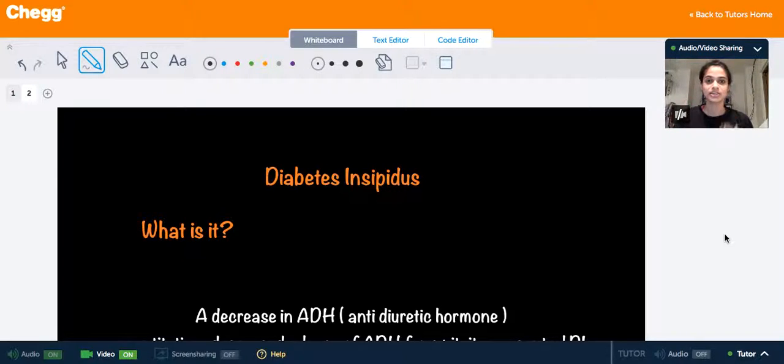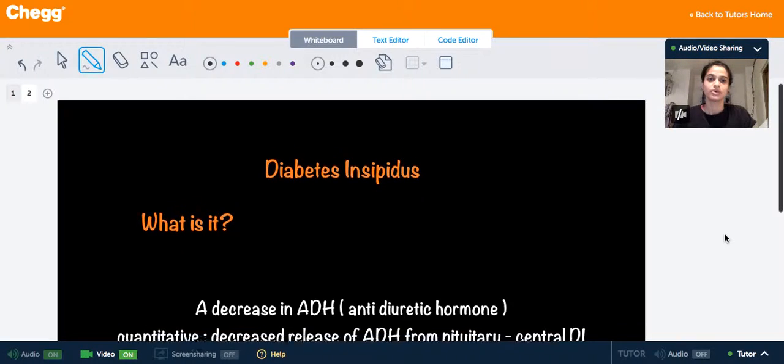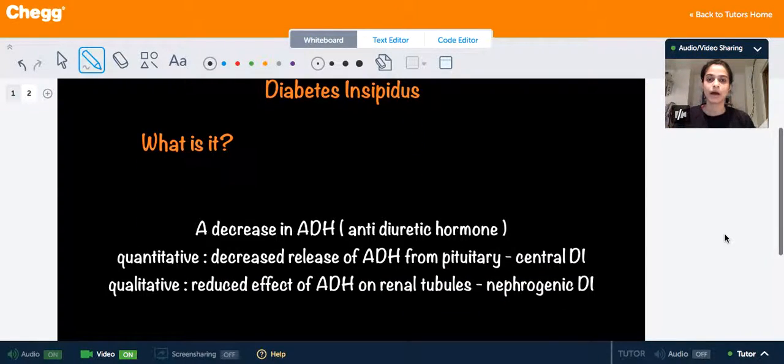It is a condition in which you have either a reduced amount of ADH, which stands for antidiuretic hormone, or a reduced effect of ADH on the kidneys. When you have a reduced amount of antidiuretic hormone released by the pituitary, that is called central diabetes insipidus, because as we know, ADH is normally released by the posterior pituitary gland.